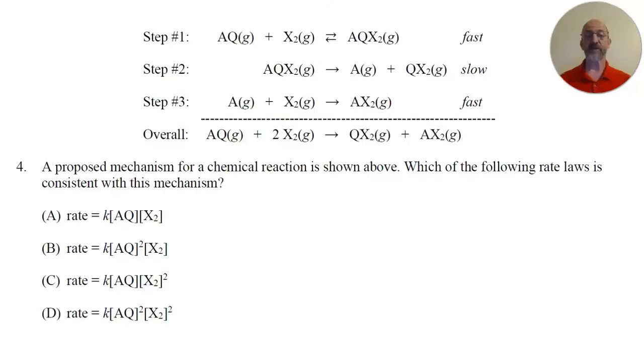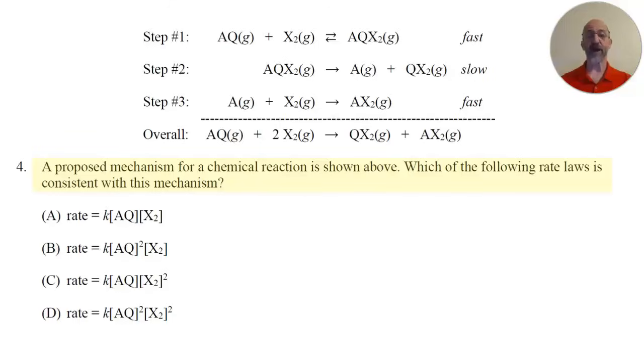This is question 4, which is also a multiple choice question. In question 4, it says, a proposed mechanism for a chemical reaction is shown above. Which of the following rate laws is consistent with this mechanism?